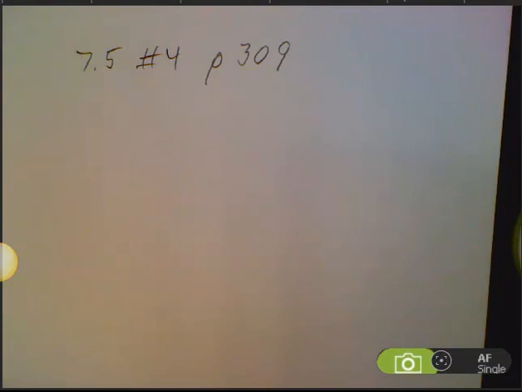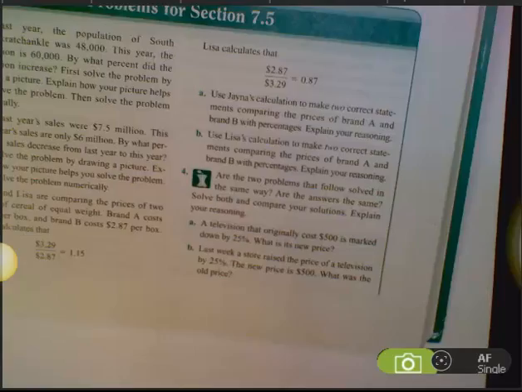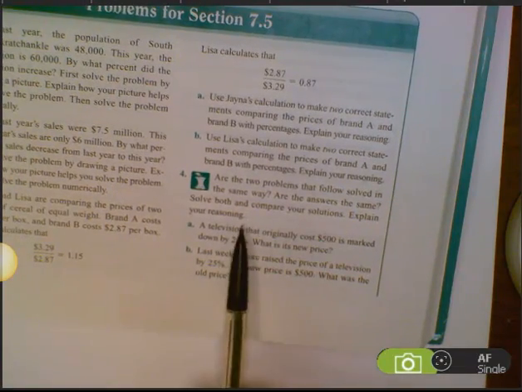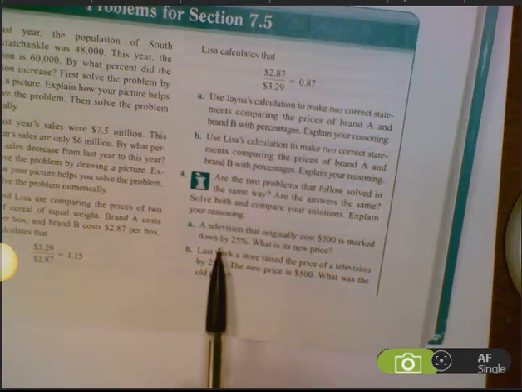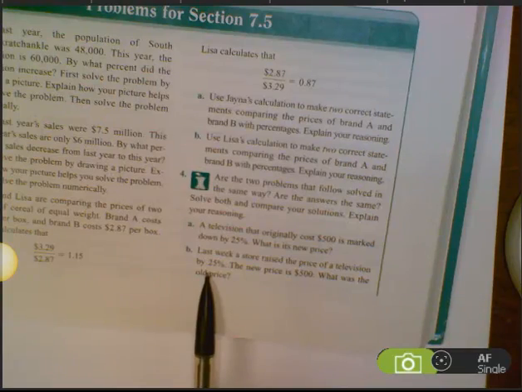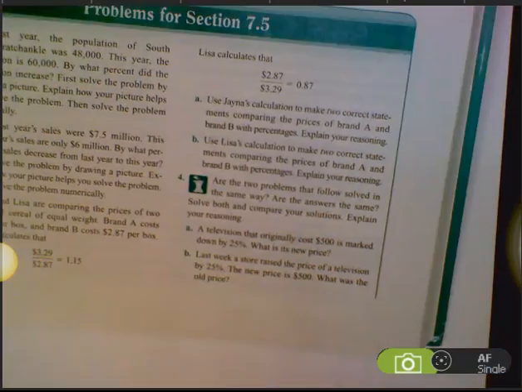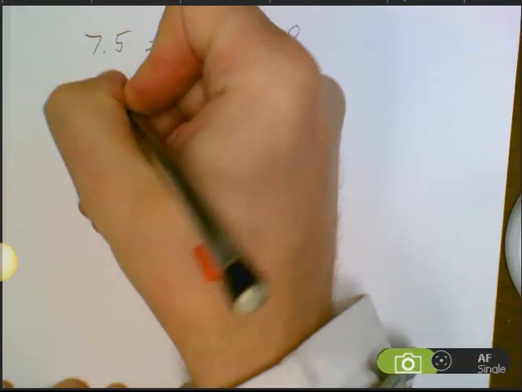All right, so now let's look at number 4 on page 309. I'll just throw it up here right quick. A television that originally cost $500 is marked down by 25%. Last week, a store raised the price of a television by 25%, and the new price is $500. What was the old price? Okay, are these the same problem? Well, no, they're actually not. So let's take a look at A and how they're different.